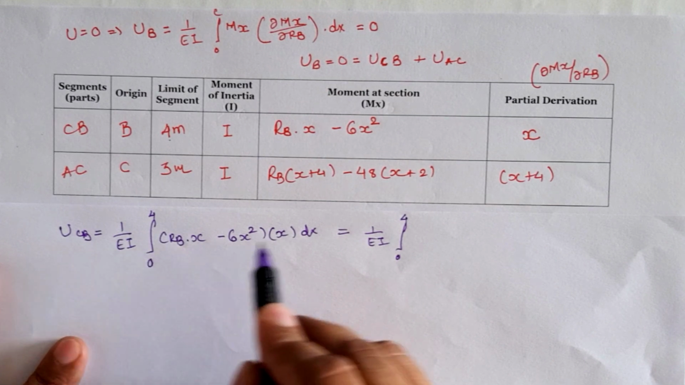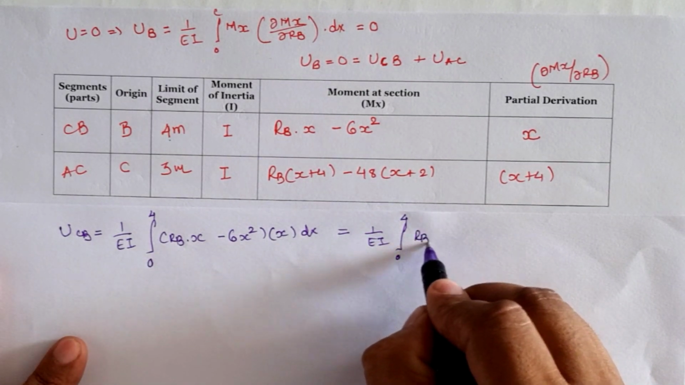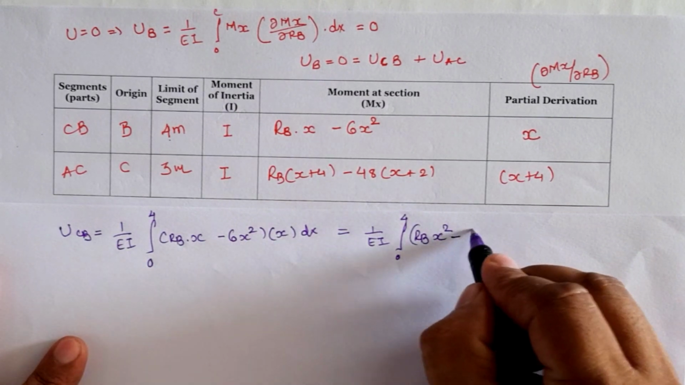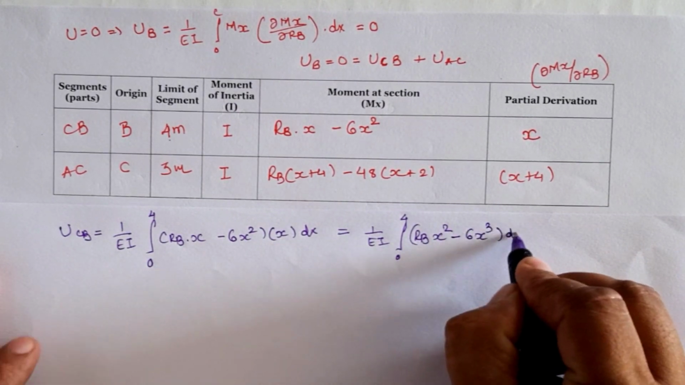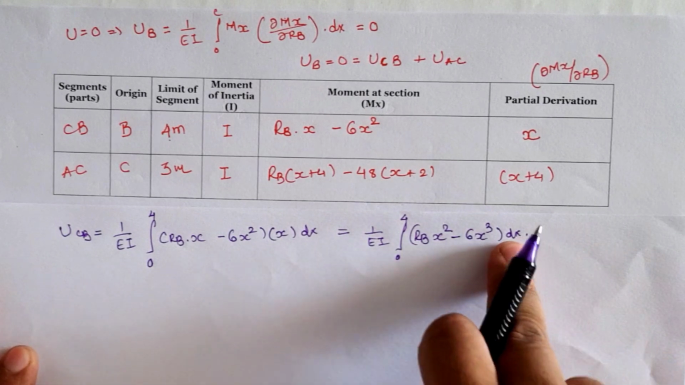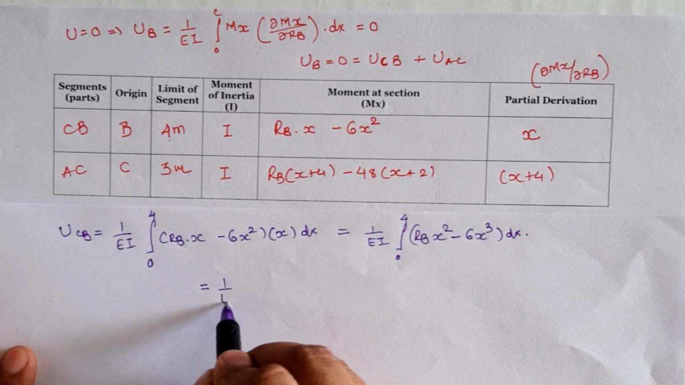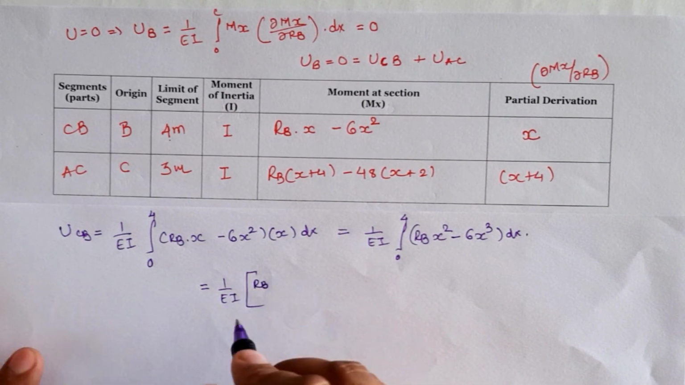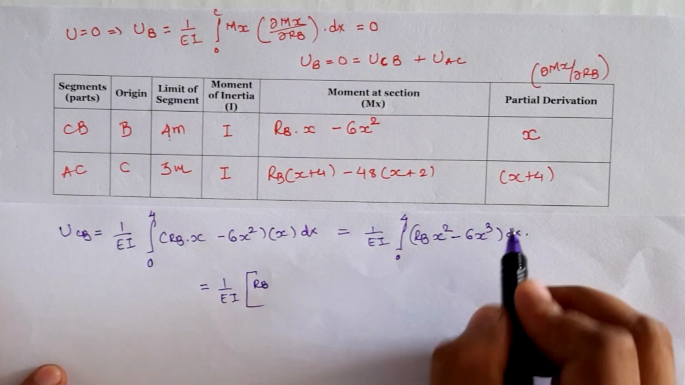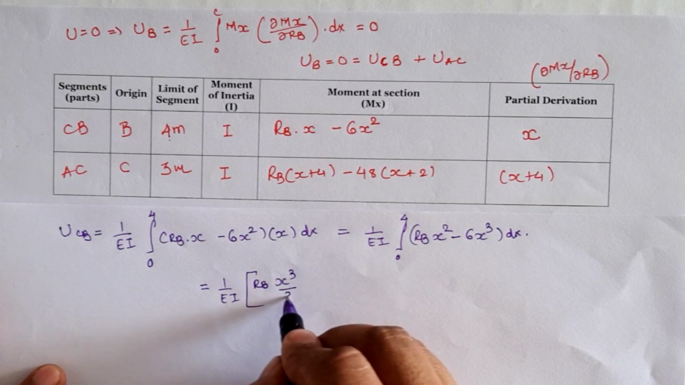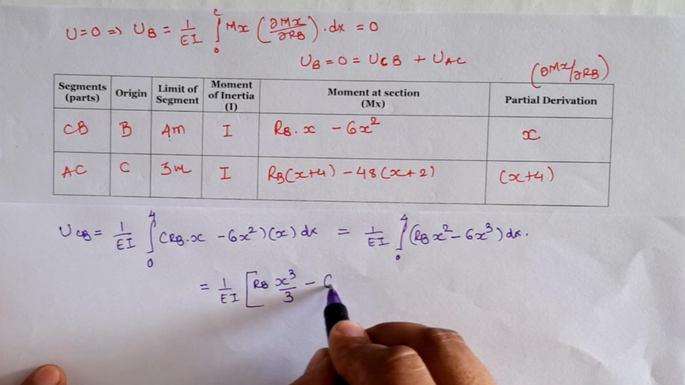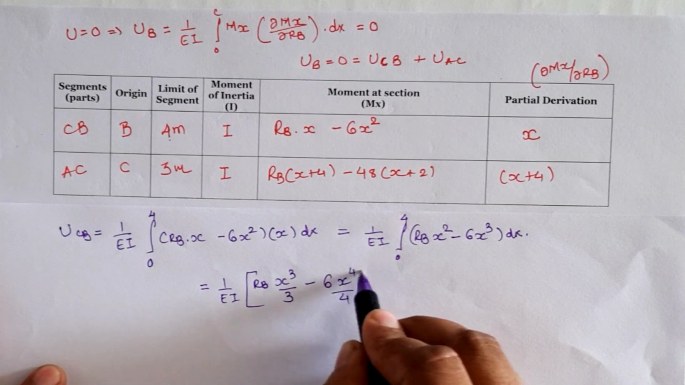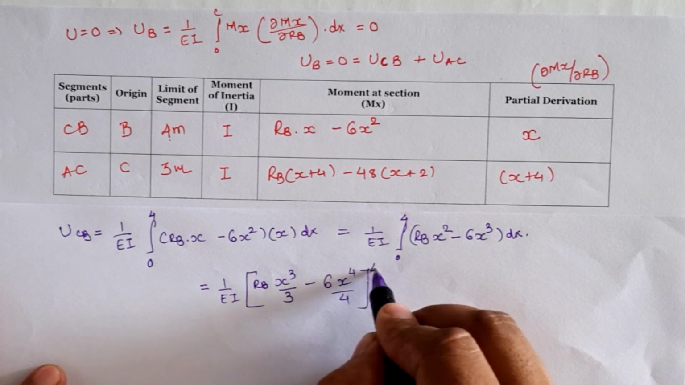Now RB into x gives RB into x square, and minus 6x square into x gives 6x cube, dx. Now integrating this term with respect to dx, we have RB as a constant reaction, x square dx integration, which is x cube by 3, minus 6 is a constant, x cube dx integration is x raised to 4 by 4, and the integration limit is 0 to 4.